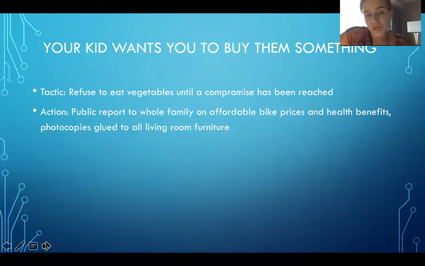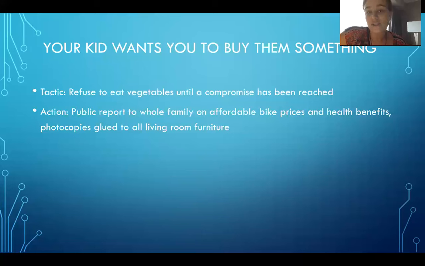Rounding it out. Tactic. Same campaign. Kid's trying to ground the strategy a little bit more. Refuse to eat vegetables until a compromise has been reached. So that's a tactic. When we talk about social movements, for example, a shutdown of a highway is a tactic. A hunger strike is a tactic. Anything that is very specific is a tactic, right? It's sort of the most specific approach.